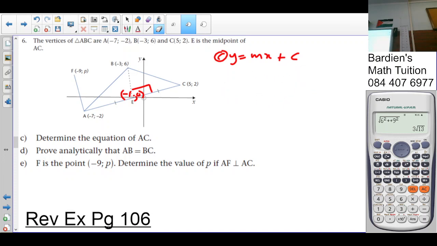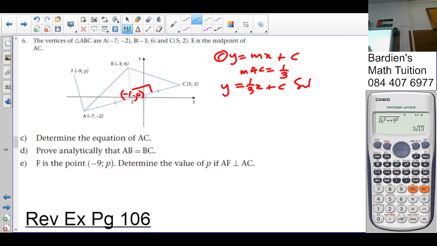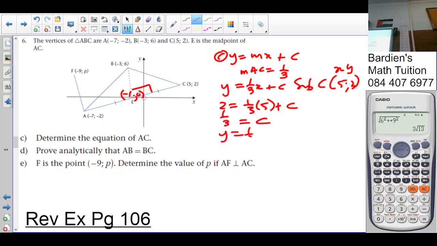Why? You already have it. So what's the gradient of AC? A third. So y is equal to a third x plus c. And you'll substitute one of the points. Let's go with C, which is 5 and 2. So x and a y. So 2 is equal to a third times 5 plus c. So c is 6 minus 5 over 3. It's going to be a third. Is that correct? So y is equal to a third x plus a third. We're looking at D.